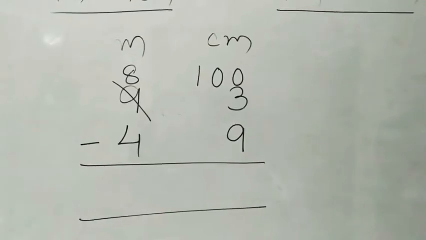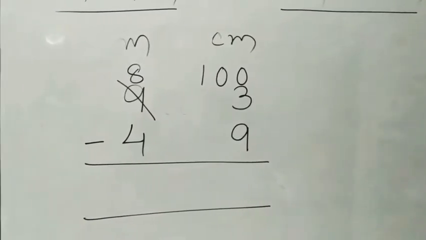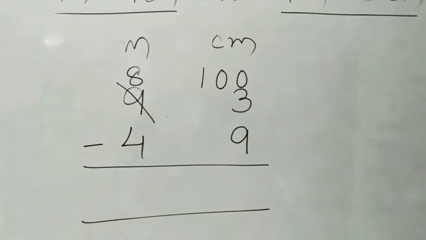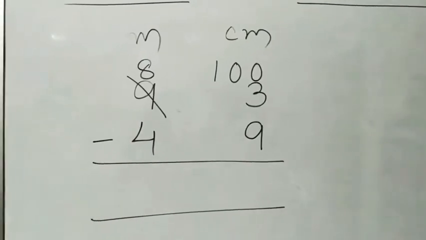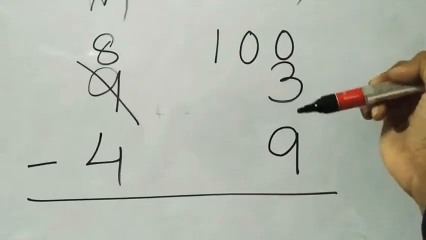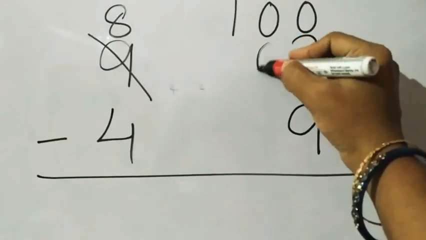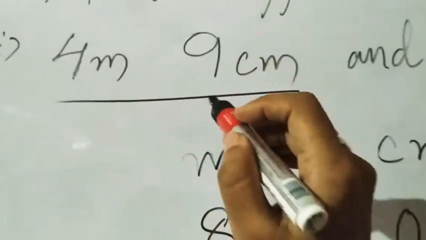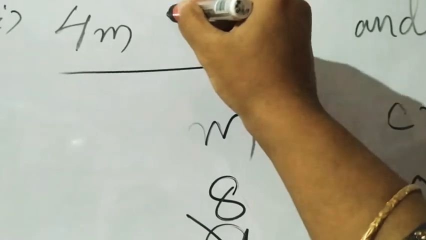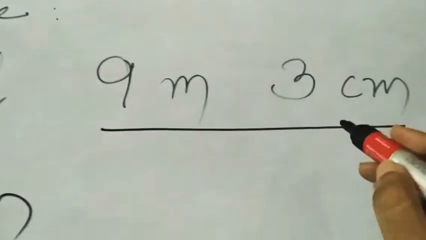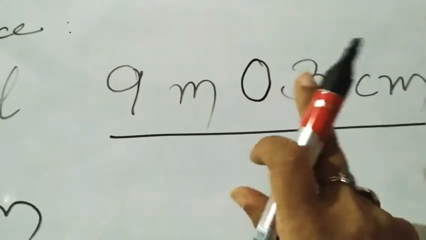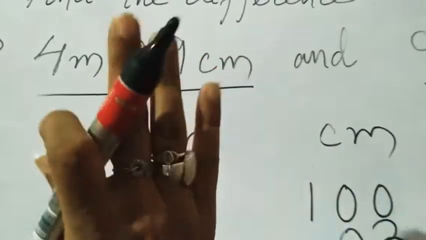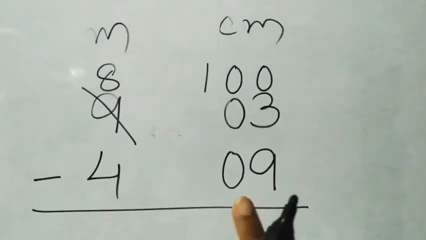But before that, you should remember that when centimeter is in the right side column, you have to place two places. That is, you cannot write 3 minus 9. This 3 is always 0, 3 and 0, 9. You can do this beforehand in the question even. When you see 9 centimeter, do it as 0, 9 centimeter, and here also 0, 3 centimeter. Always centimeter must be in two places. Once you do this, you will not get confused and you can write it like this.